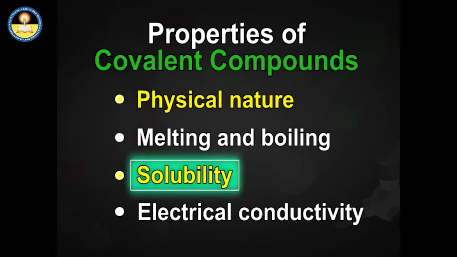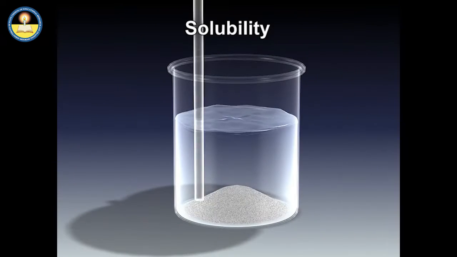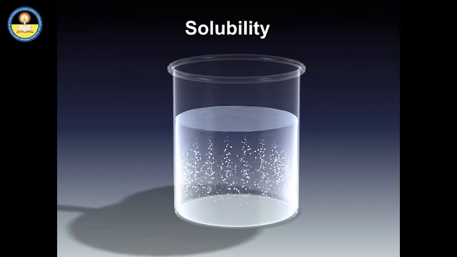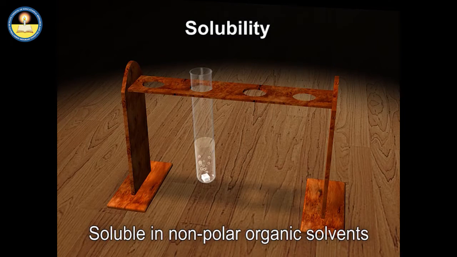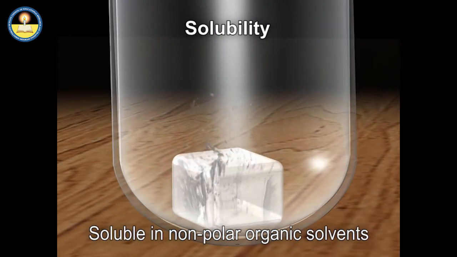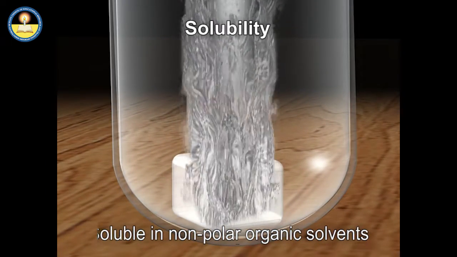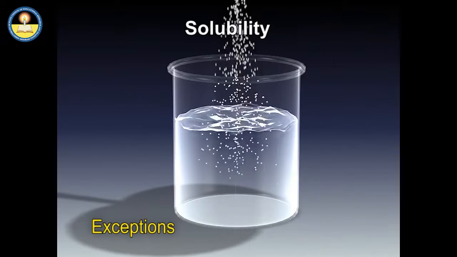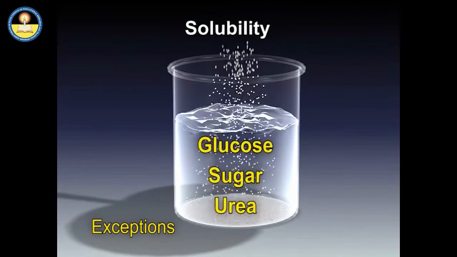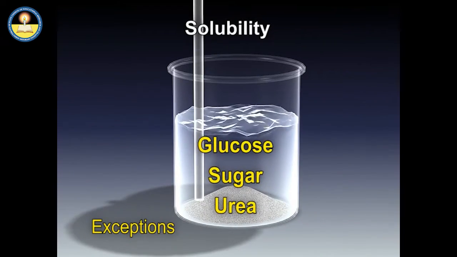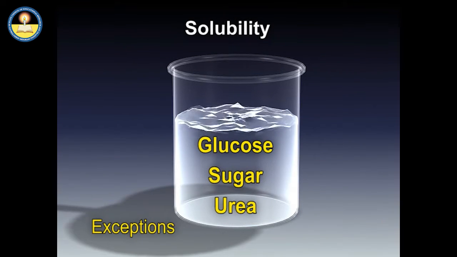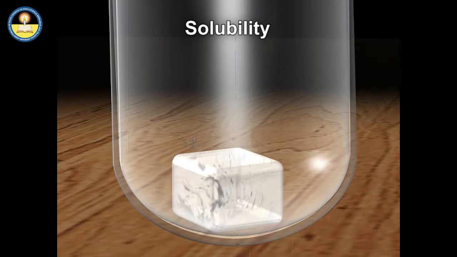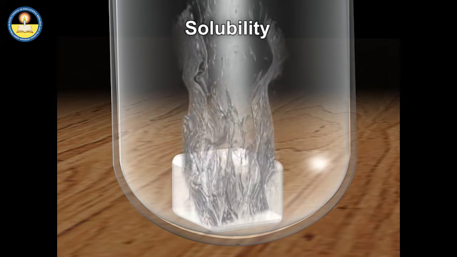Solubility. Covalent compounds are normally insoluble in water but are soluble in non-polar organic solvents. A few covalent compounds like glucose, sugar and urea are soluble in water. These are exceptions. Covalent compounds dissolve in covalent solvents.